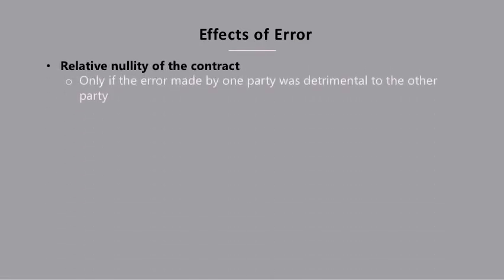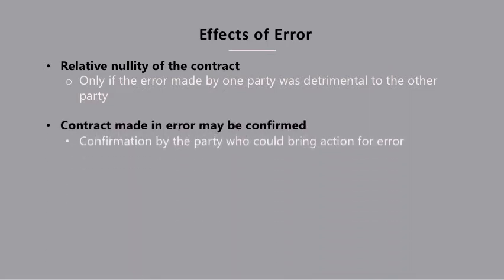So in terms of the effect of error, error can result in a relative nullity of the contract only if the error made by one party was detrimental to the other party. Nonetheless, a contract made in error may still be confirmed if confirmation is brought by the party who could also bring action for error. So if the person who is wronged by the error nonetheless wants to confirm the contract, it can still be viable and valid if that person brings forward an action for confirmation.